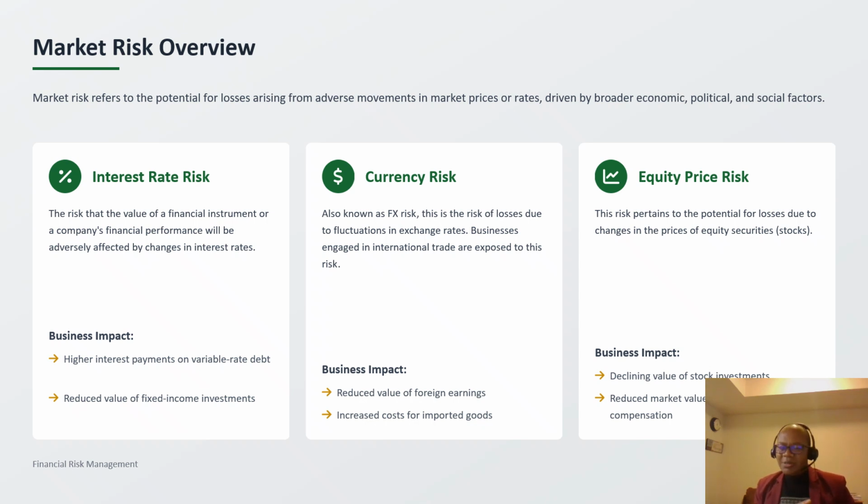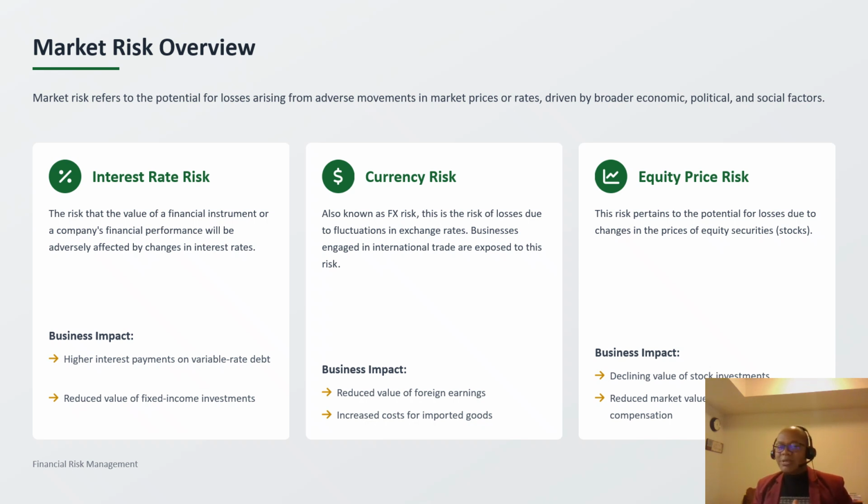Now, currency risk, also known as forex risk, is the risk of losses due to fluctuations in exchange rates. Business engaged in international trade are more exposed to this risk. Most businesses engage in international trade. The impact could be reduction in value of foreign earnings and increased costs for imported goods and services.